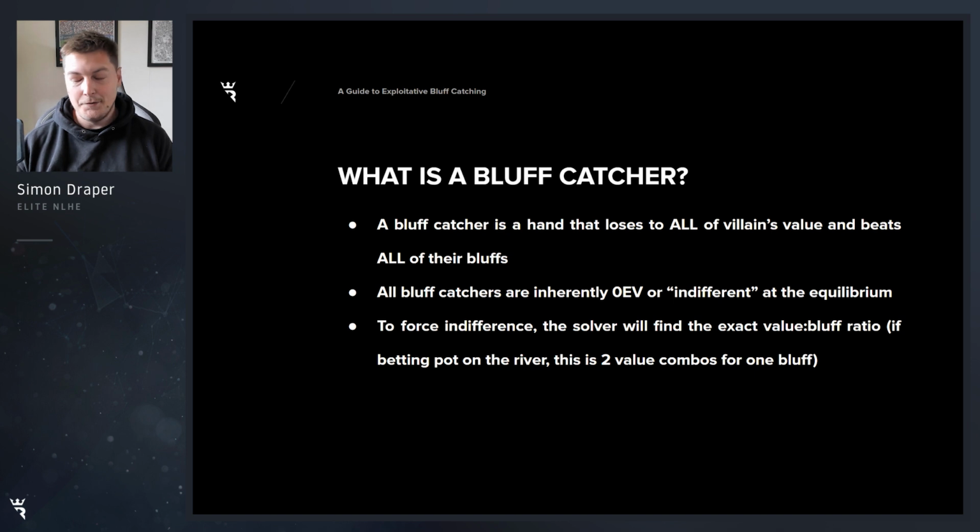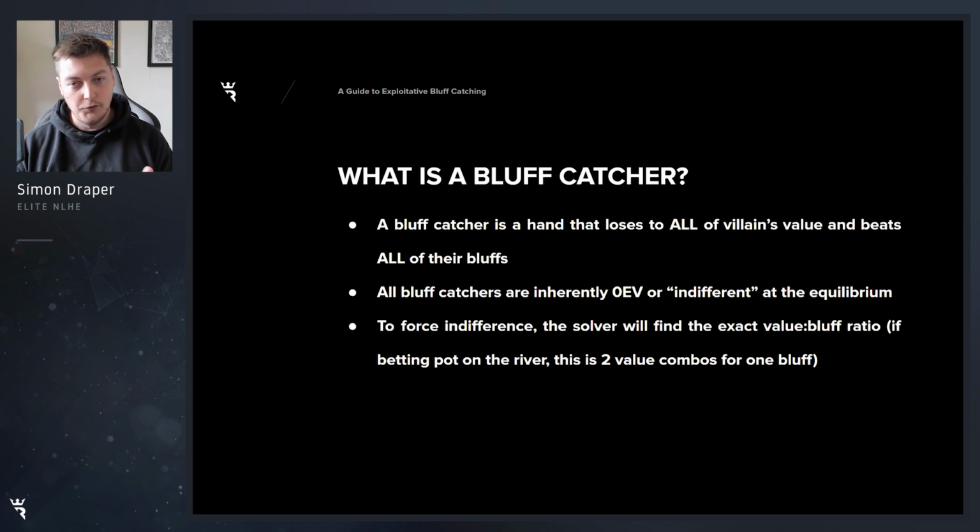All right, so I think it's always a good starting point to start with the theory, okay? If you think about theory poker and exploitative poker, exploitative poker comes from theory, okay? You can't exploit someone if you don't have an idea as to what the theory is. So we're going to very briefly run through the theory of bluff catching, and then we're going to talk about how to adjust and what we can do exploitatively.